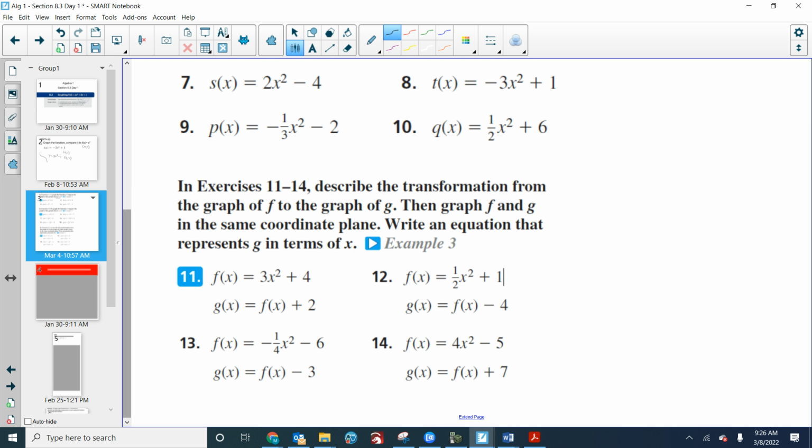And then this would be what? Down 3 and what? Open down, right? And it's going to be what? Wider. So wider, open down, and we started here, so we're going 3 more down. Okay, 3 more down.